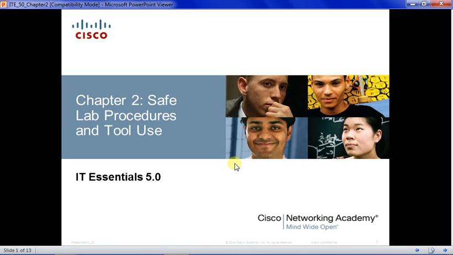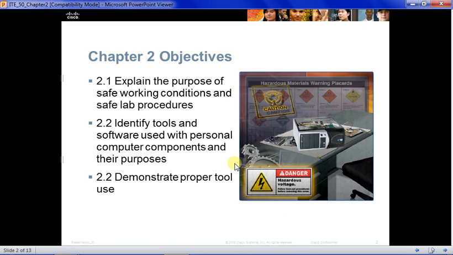Welcome to today's lesson. In today's lesson, we're going to take a look at Chapter 2, Safe Lab Procedures and Tool Use. This chapter covers basic safety practices for the workplace, hardware and software tools, and the disposal of hazardous materials. Safety guidelines help protect individuals from accidents and injury. They also help to protect equipment from damage. Some of these guidelines are designed to protect the environment from contamination caused by improperly discarded materials.